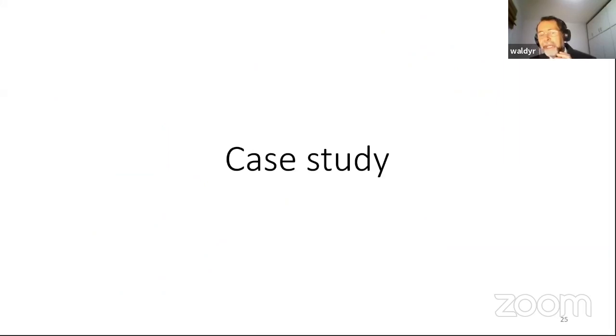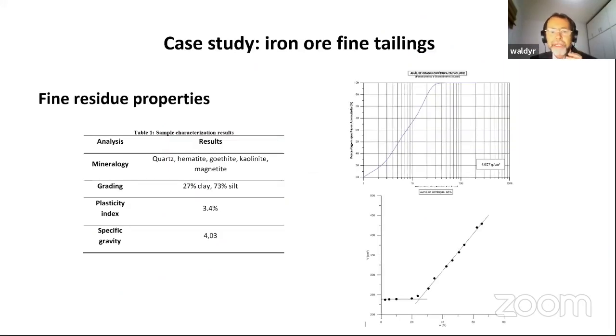So let's move to the case study. The material that I'm showing since the beginning of this presentation is an iron ore fine tailings. So this is the grading particle size distribution. If you consider around the 200 mesh, all of this material passed this sieve, okay? And as far as fractions, we have 73% of silt and only 27% of clay.